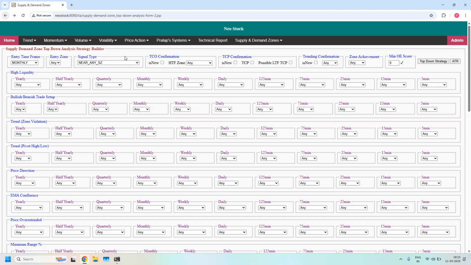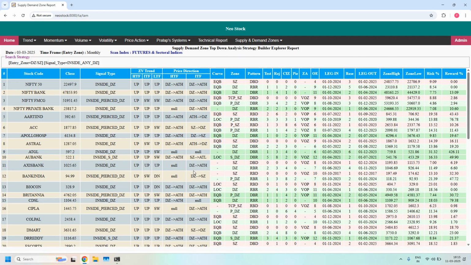Okay, next, price closed inside the monthly demand zone. First 19 stocks in the list. I'm scrolling the list down.